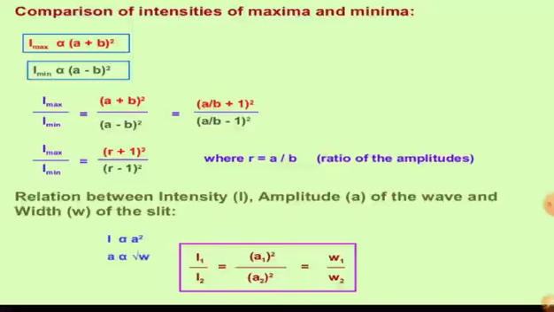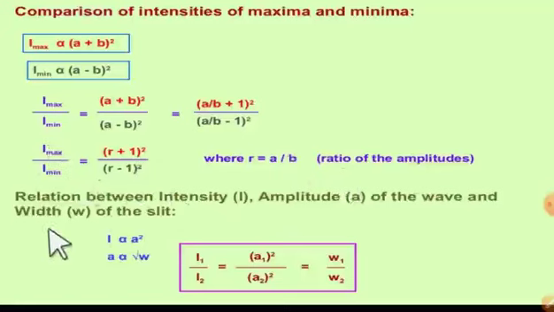Now this is about the comparison of intensity of maxima and minima. Now we know that the maximum intensity is directly proportional to the square of the sum of the amplitudes. In the case of minimum, it will be the square of the difference of the amplitudes. So if you take the ratio, then you will get it like this, where R is the ratio of the amplitudes of the two waves. R is equal to A by B, which is nothing but the ratio of the amplitudes. You can express it in this way also.